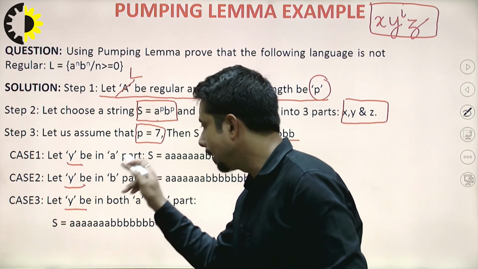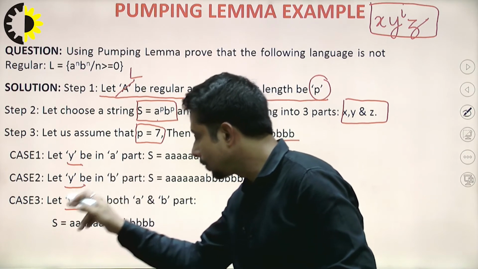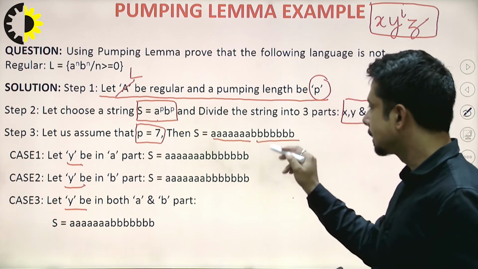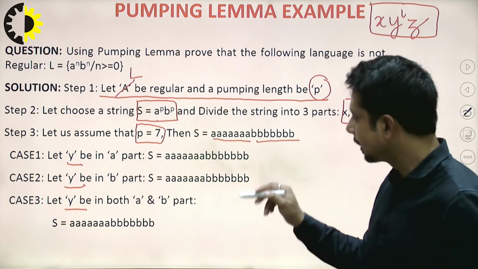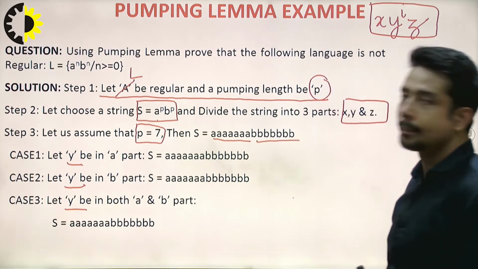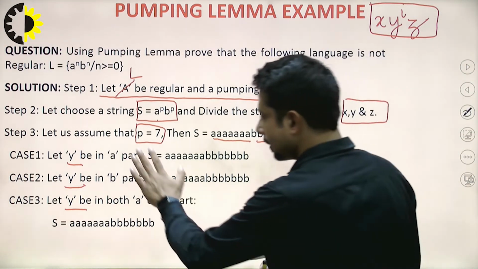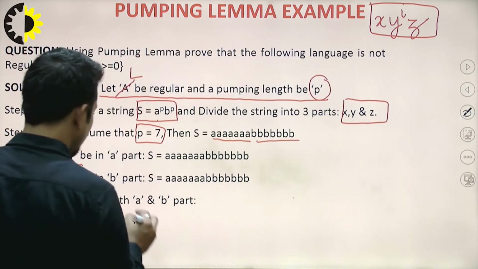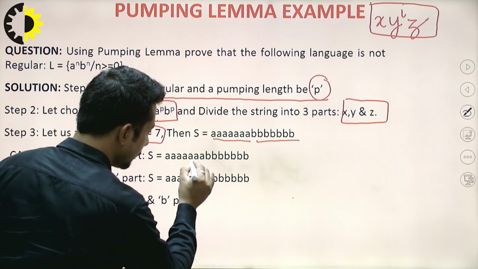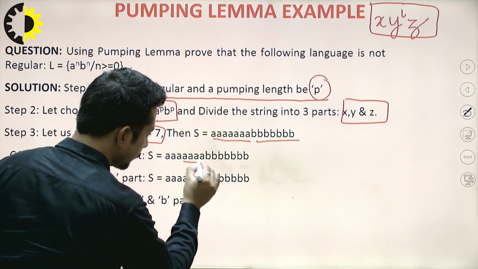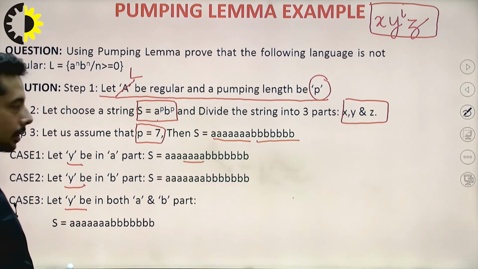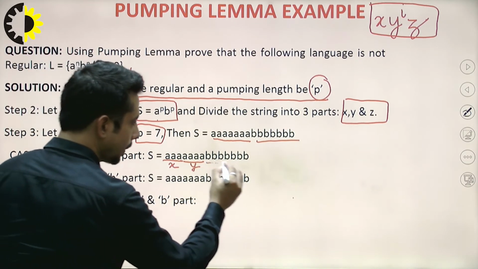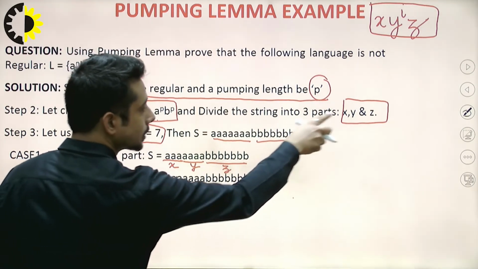Let y be in A, let y be in B, and let y be in both A and B. First I will take y in the A part, next y in the B part, and in the third case y in both A and B. So I have taken these 3 conditions. In the first, let y be in A, so I will take the last 4 A's as y. This will remain as x, and the remaining part will be z, as it is x, y, z.